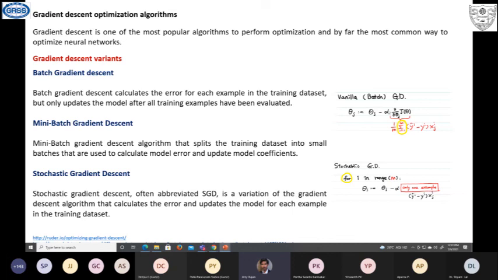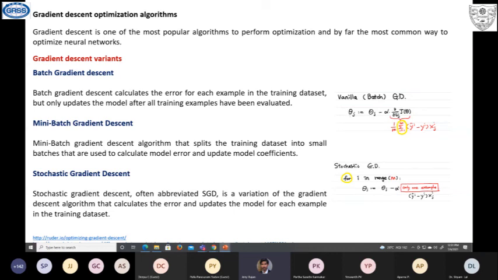Then we will take the mean of all those values, right? This is called the batch gradient descent. That means you use all the samples to do this weight updation. So this is how we update the weight. So W new is equal to W old minus alpha into this value.